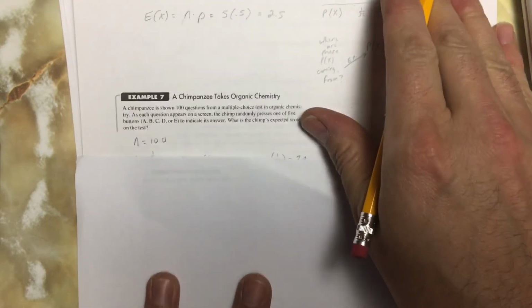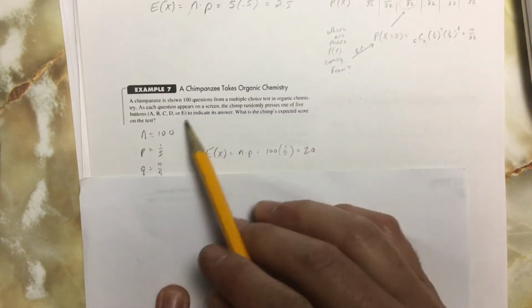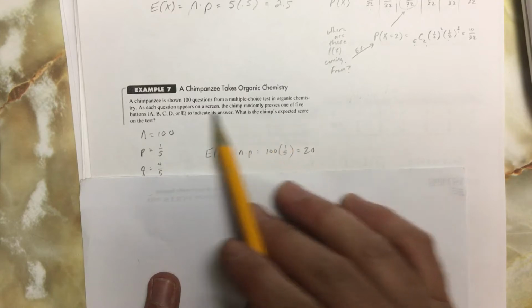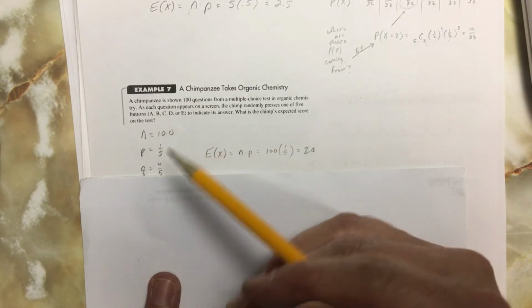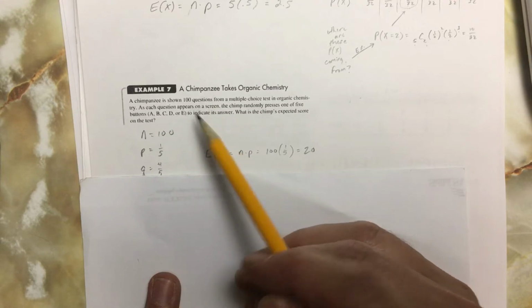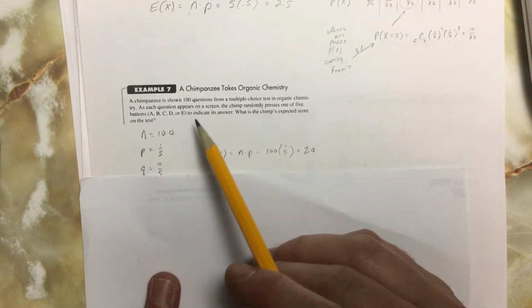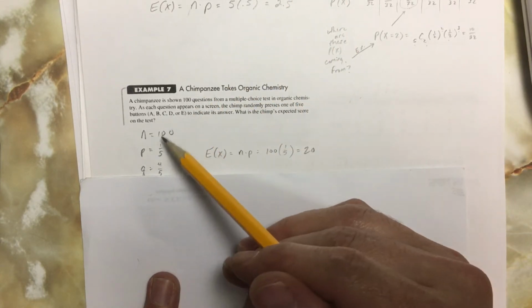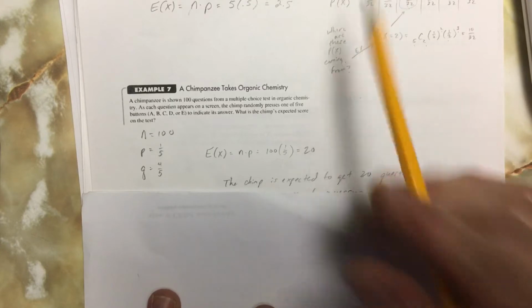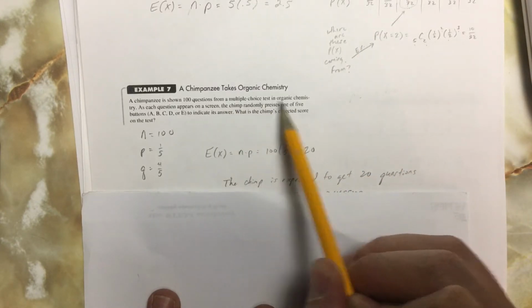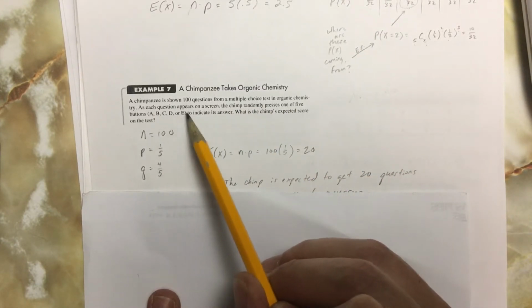All right. It says a chimpanzee is shown 100 questions from multiple choice tests. Basically, the fact that these are chimpanzees is just to say they're just guessing. They're just going to guess at each answer on the screen, so they have no idea what they're doing. If there's 100 questions and they're just randomly guessing, what's the expected number that they would get right? Well, it's a multiple choice test that has 1, 2, 3, 4, 5 choices.